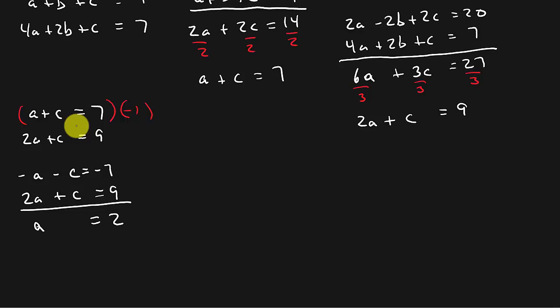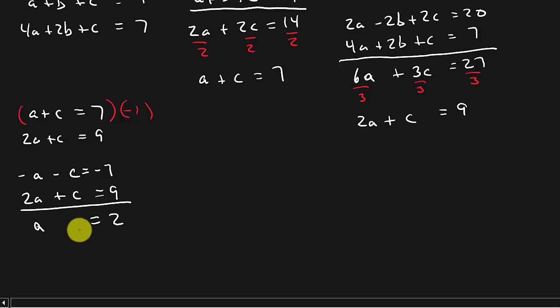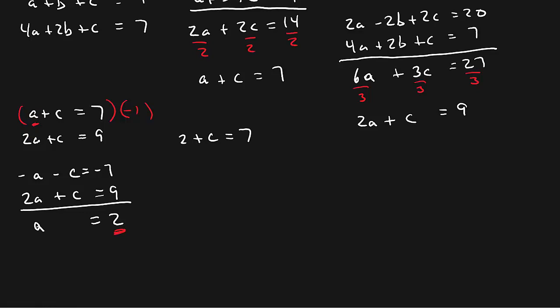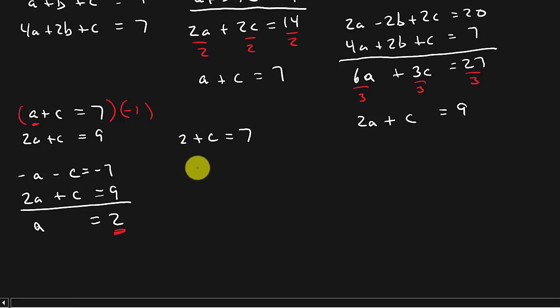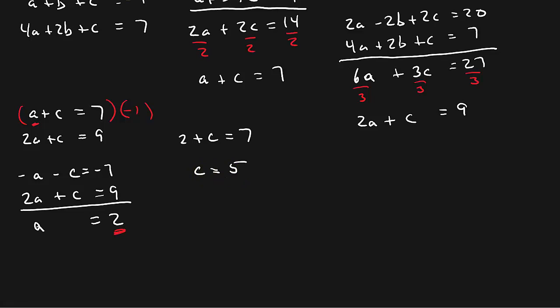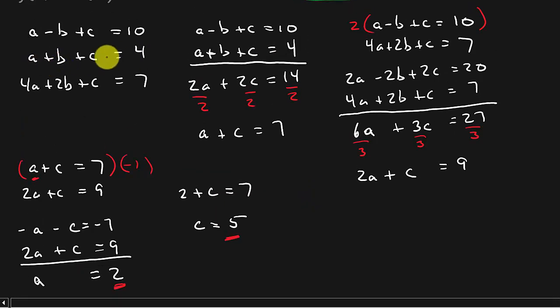All right. So now that we have a, we can find c by plugging it back into one of these. And so I get 2 plus c equals 7. I just took the 2 and I plugged it in there. So if I subtract 2 from both sides, I get c equals 5. Okay. And then I can take what I have for a and c and plug it back into one of these to get b. So how about we plug it into this second one here?